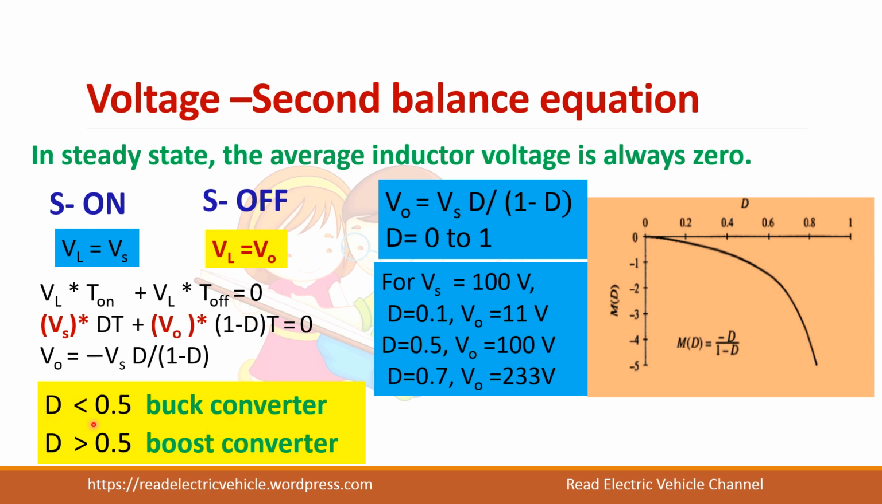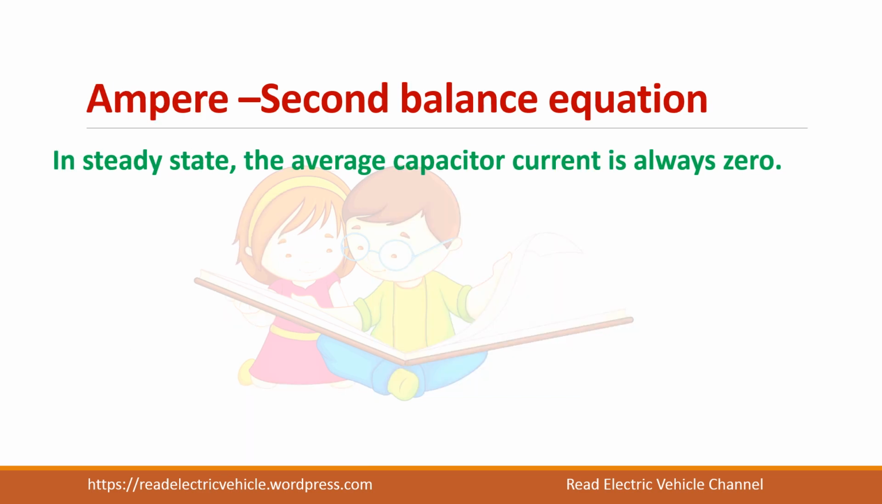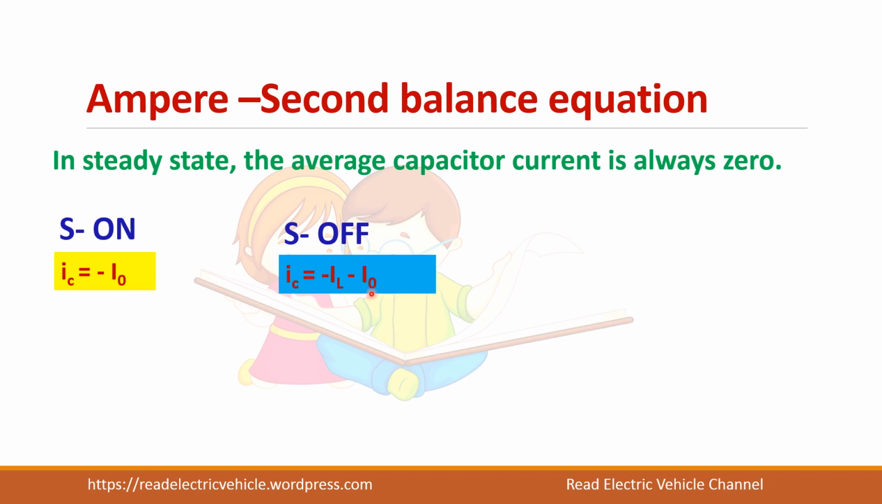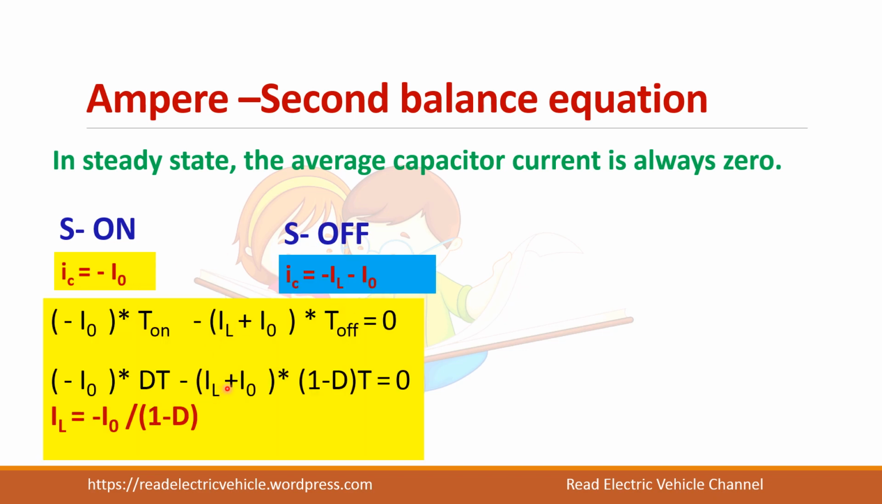So for D less than 0.5, it acts as a buck converter, and for D greater than 0.5, it acts as a boost converter. Ampere-second balance equation: according to that, in steady state, the average capacitor current is always 0. During S on condition, this is the capacitor current equation; this is the S off condition current equation. Average it, and you can find the relation between inductor current and the load current.